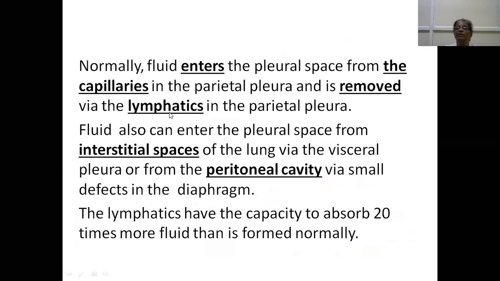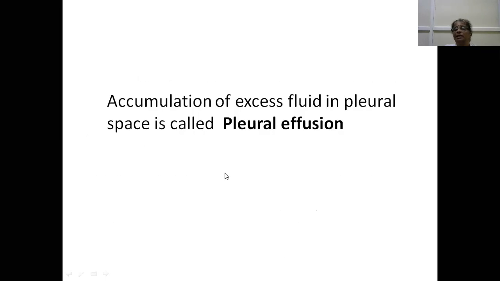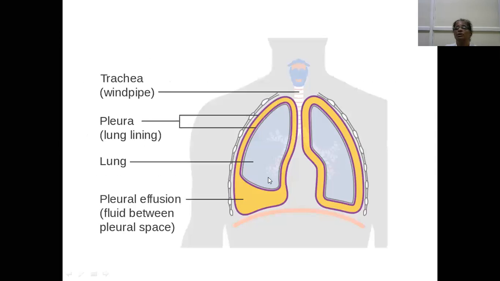A lubricating fluid will be present in the pleural space. The fluid can also enter the pleural space via the visceral pleura from the interstitial spaces, or from the peritoneal cavity through the defects in the diaphragm. But from wherever the fluid comes, it has to be removed by lymphatics. These lymphatics have a capacity of about 20 times the normal fluid absorption. So any excess of fluid that is accumulated in the pleural cavity is called pleural effusion.